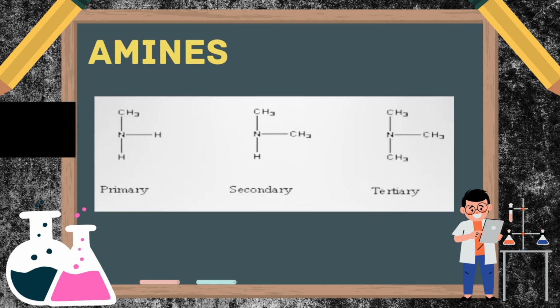Amines can be classified into three groups, and this classification is based on the number of organic groups that are attached to the nitrogen atom. The first one is primary. Primary is attached to only one organic group. Then there is secondary. Secondary is attached to two organic groups. And then there is tertiary. Tertiary is attached to three organic groups.